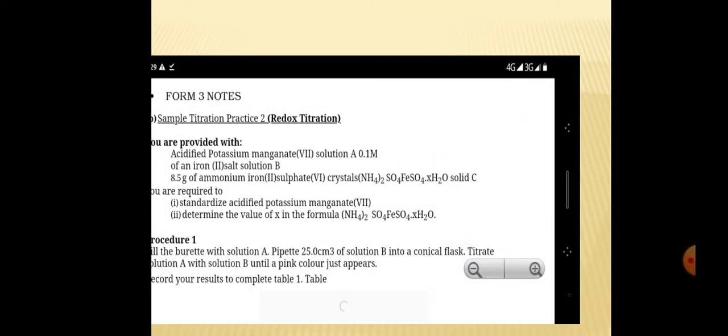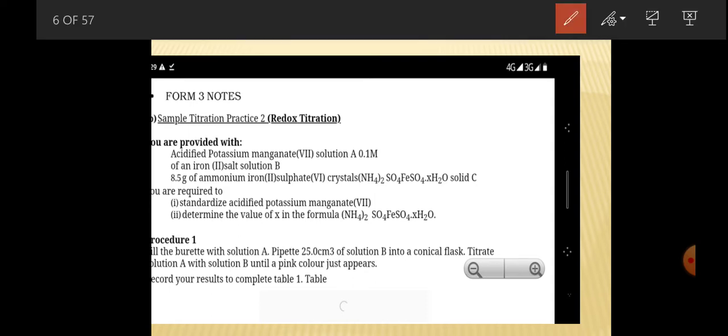The next kind of titration is called redox titration. Why do we call it redox titration? It is because it involves the use of oxidizing agents. In this case, you have been provided with potassium manganate 7, 0.1 molar. 0.1 molar simply means 0.1 moles that are present in 1000 centimeters cubed.